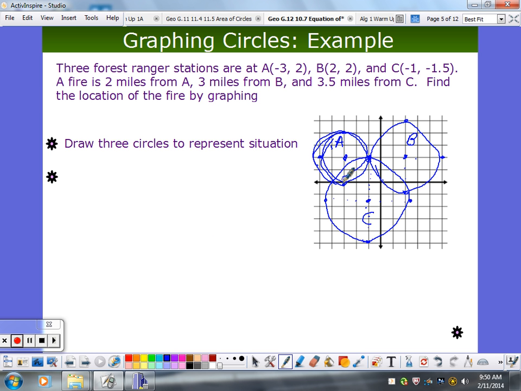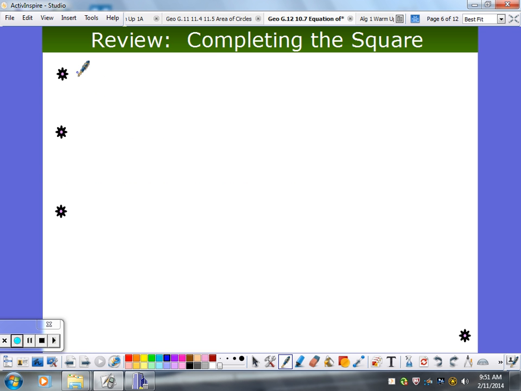Have we pinpointed where the fire is? If it's 2 miles from A and 3 miles from B and 3.5 miles from C, where is it? Right here where they're all intersecting. So they intersect at, what is that, negative 1, 2? Oh, negative 1. So we can use this idea, this is actually called locus. The locus of points that all come together on one spot, and then we can find stuff. So an application of the graphs. Oh, excellent.